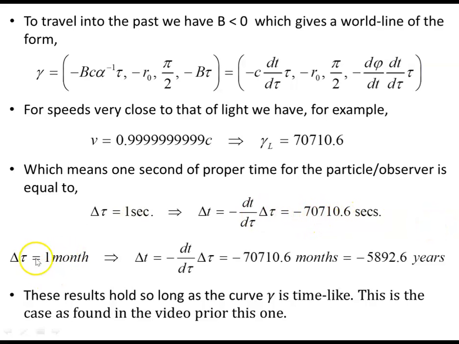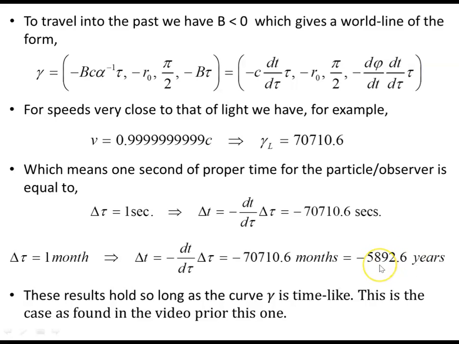is 70,710.6 seconds. If that same spaceship were to travel a month in their proper time, so an observer in the spaceship or a massive particle carrying its own clock would record a month of their own time has passed traveling this ring, a distant observer would claim they had traveled that many months, 70,710.6 months, or 5,892.6 years into the past.